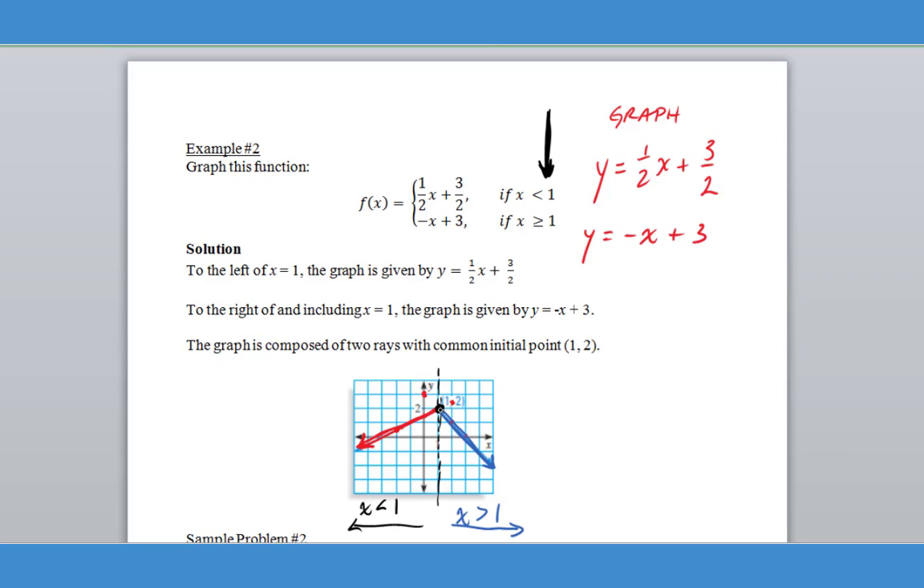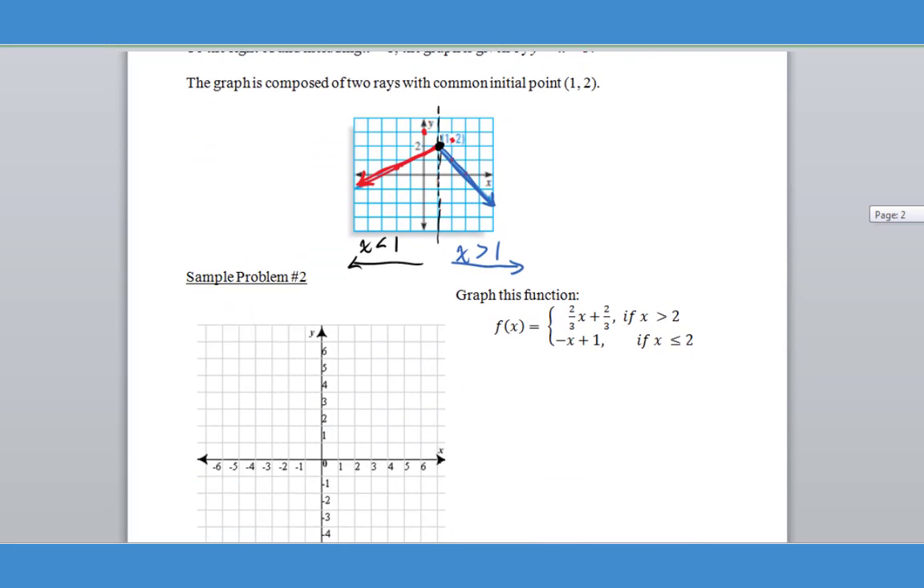Now, you can clearly see between the red and the blue graph that we have two pieces of two different functions, but this is considered one function together. So these two parts actually go together, and they're called one piecewise function. Okay, give it a shot on your own.